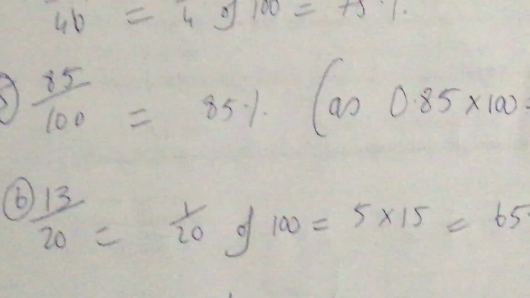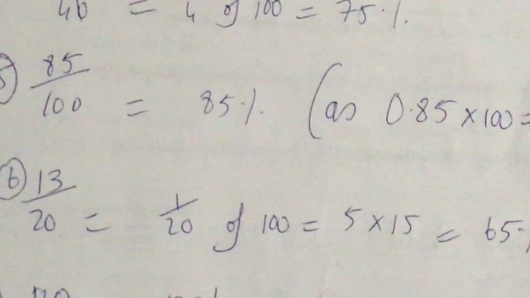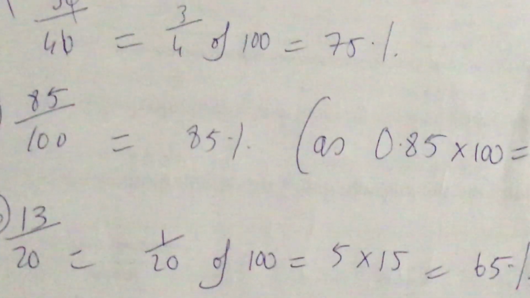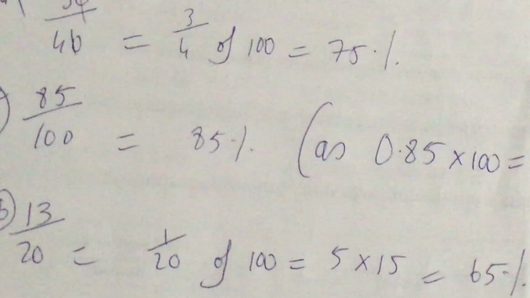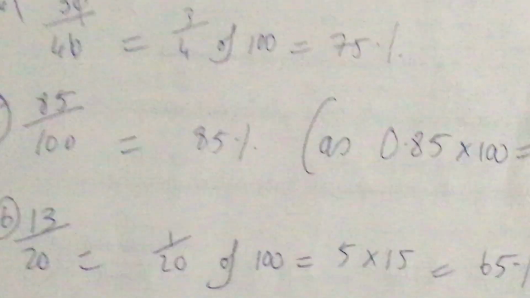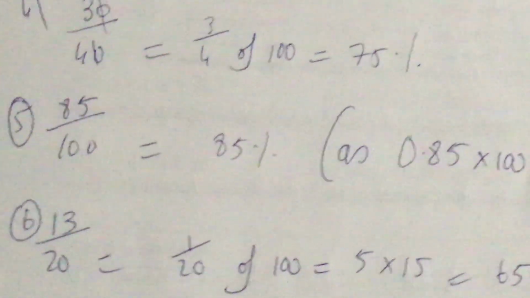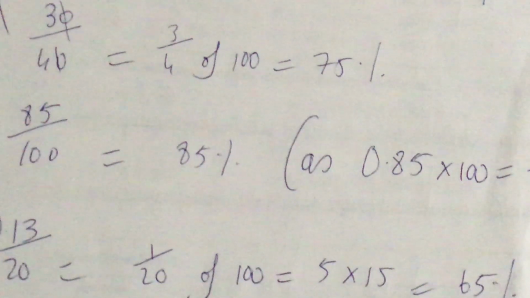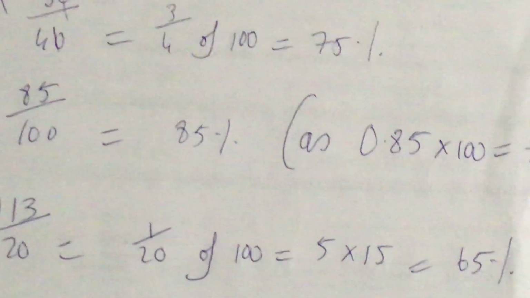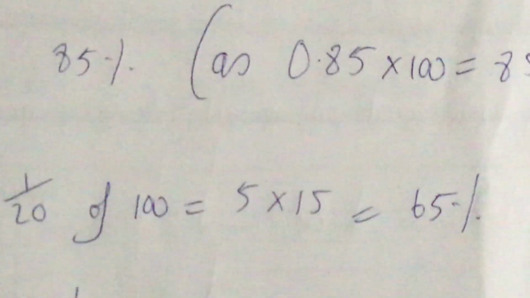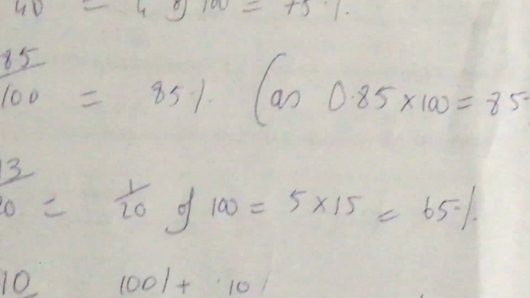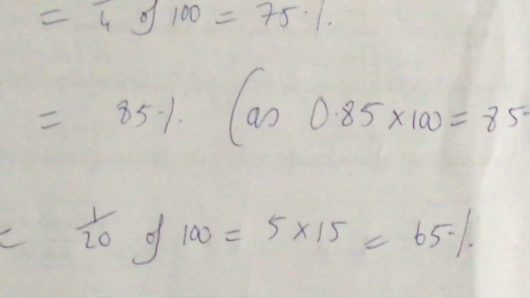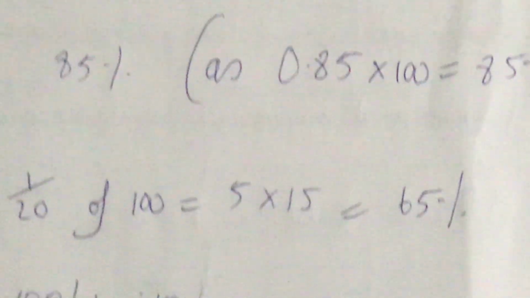Okay, guys? And then 13 out of 20, again, you multiply 20 by 5, which is 100, and do what you do to the bottom, you do to the top, and 13 by 5 is 65 out of 100. Or you can get a 20th first, which is 5, and then multiply by 13. 5 by 13 is 65%. Okay, guys, I had 13 in my head, but I put down 15. That's incorrect. It's 5 by 13.